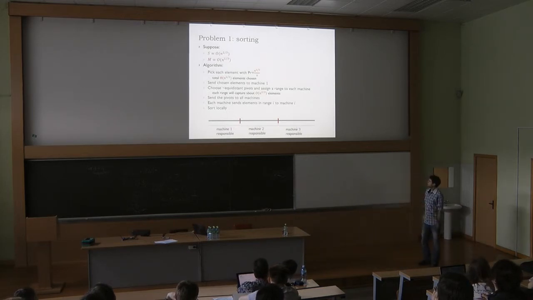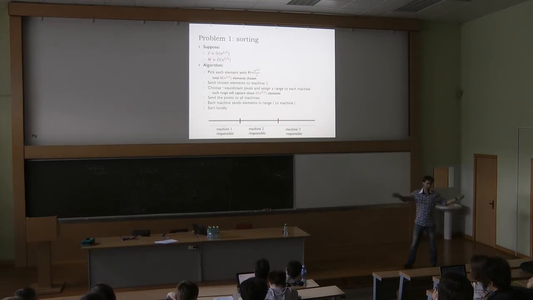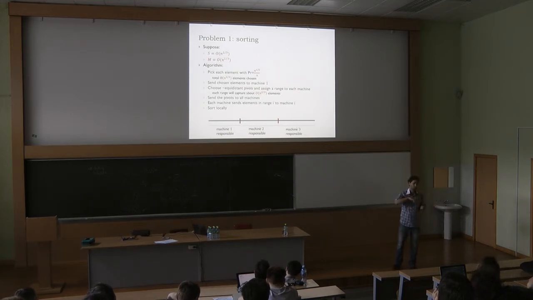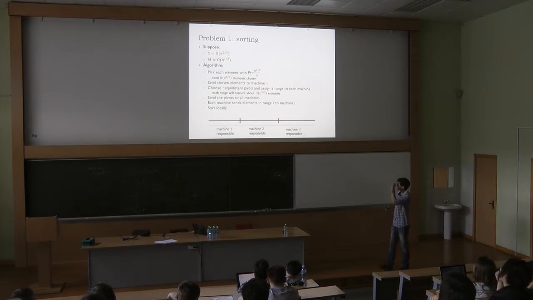And now each machine has the pivots. It takes all its local elements and says, well, I know these elements are in this range, so I'll send them to machine 1. These elements are in the second range, I'll send them to machine 2, and so forth. And we'll send them.